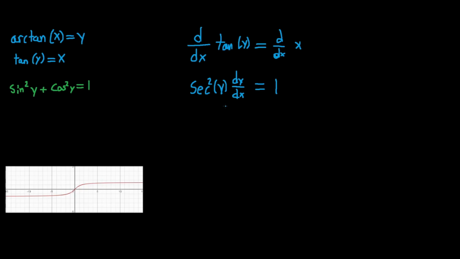And then we're wanting to isolate dy over dx because that's what y is. We're taking the derivative of y here to get this derivative of arctangent of x. So we're going to just be left with dy over dx is equal to 1 over secant squared of y. And we want to write this in terms of x.